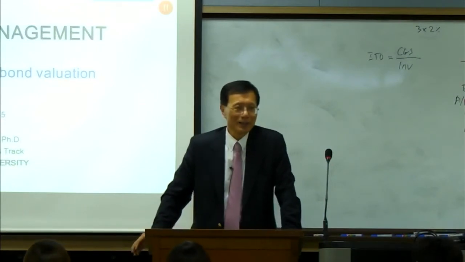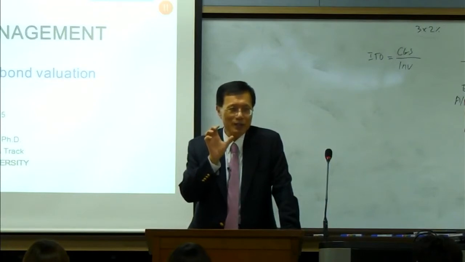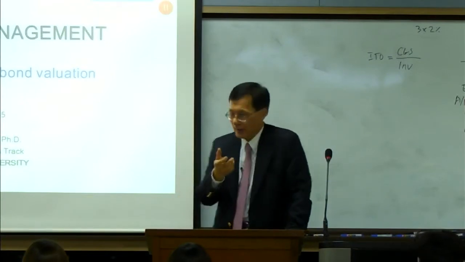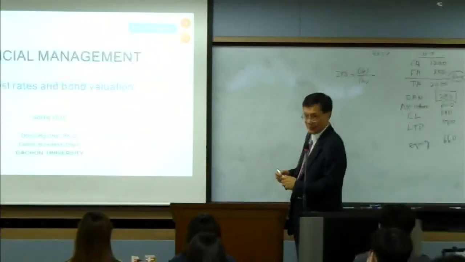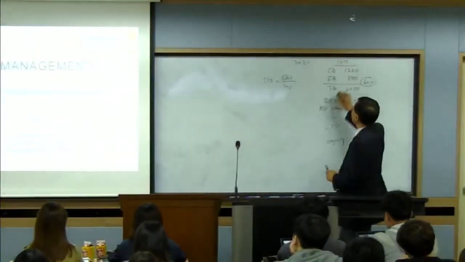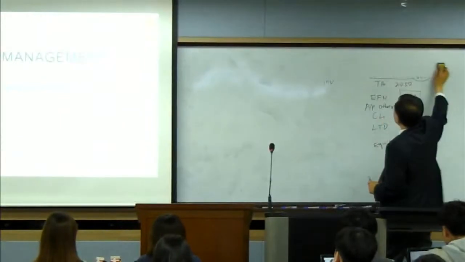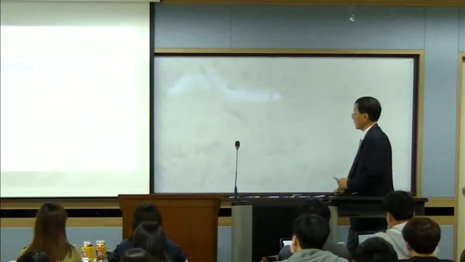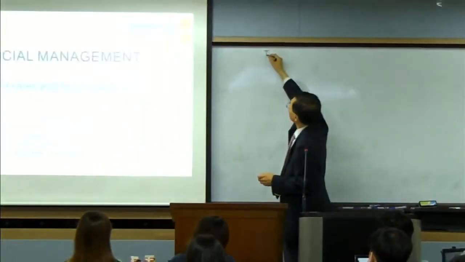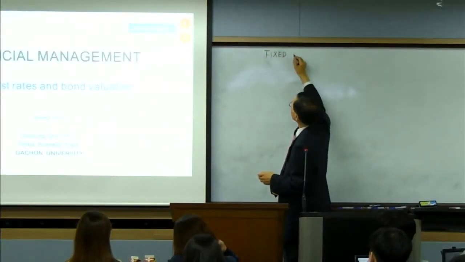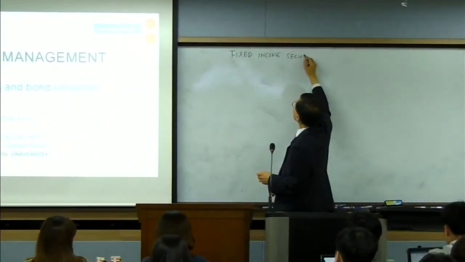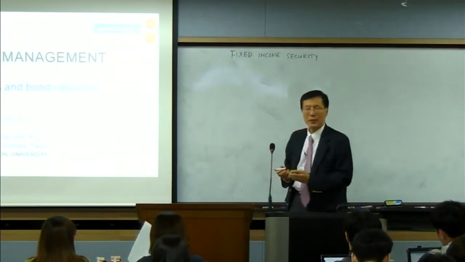But the discussion of time value of money focused on the valuation of an instrument called bond. And bond has fixed income. Bond pays fixed income. Therefore, a bond is called a fixed income security. It pays fixed interest.